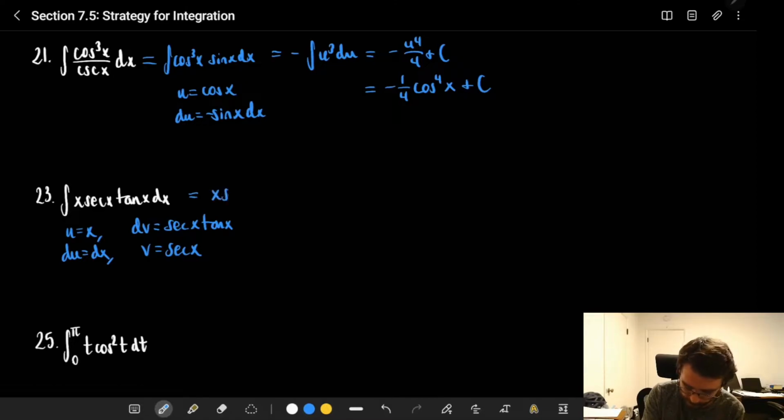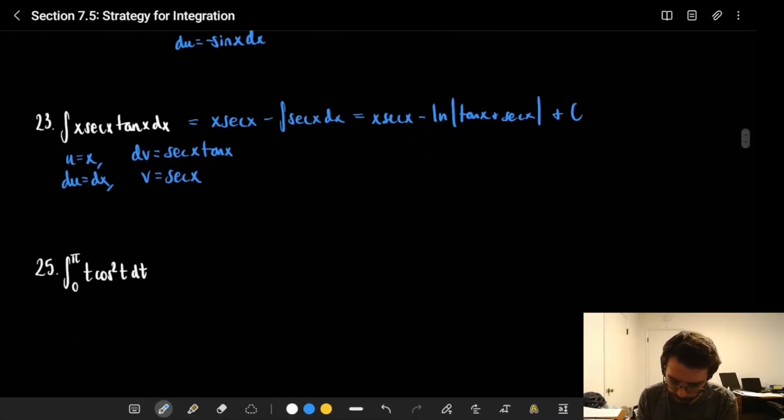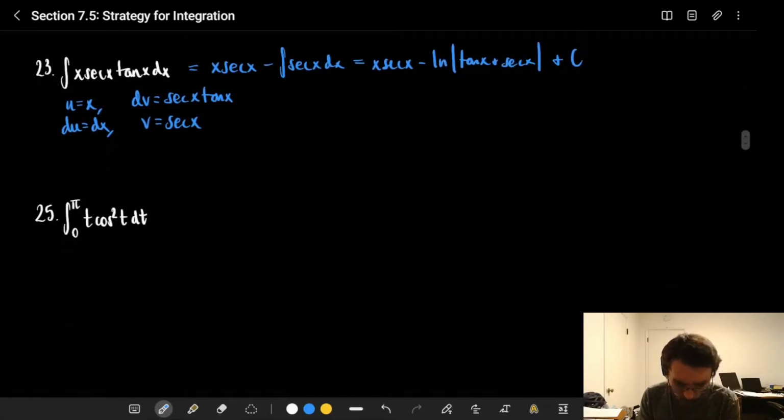uv is x secant x minus the integral of v du. Well, that just turns into secant. And again, this is one you can memorize. This is log of tan x plus secant x. There are some really ugly ways to figure that out. Actually, there's one really beautiful way to figure that out, but not really for this video. Let's just pretend we've seen that already. And go on to number 25.